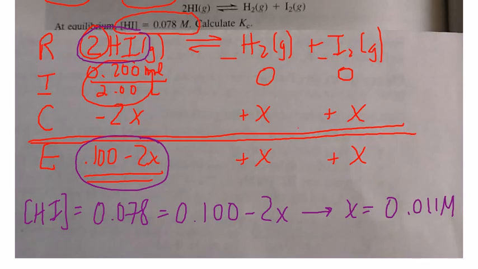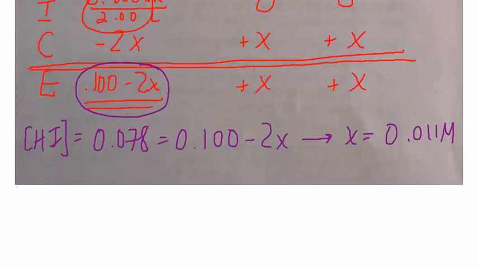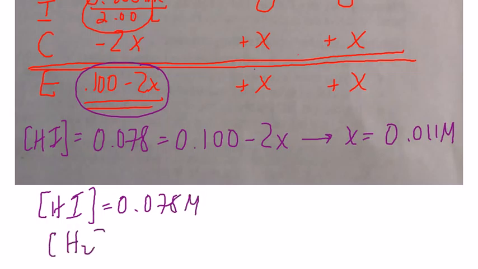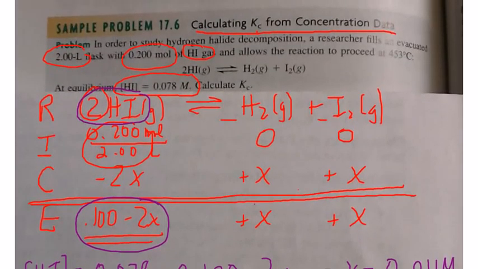So what that tells me is that at equilibrium, the HI concentration, which we knew from the beginning, was 0.078 molar. The H2 concentration, because it grows by x, is now 0.011 molar, and the I2 concentration is also 0.011 molar. If I look up at the top, I believe it also asks me to calculate Kc.